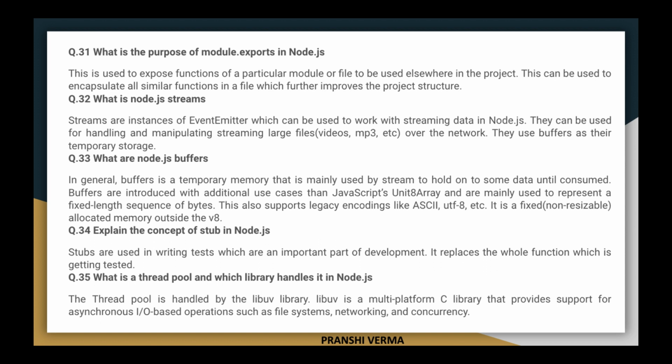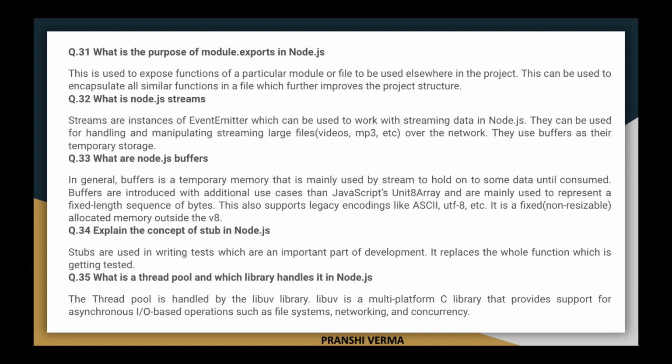Alright, next question is, what is a thread pool and which library handles it in Node.js? Answer is, a thread pool is a collection of worker threads that are managed by the operating system or a library, and can be used to execute tasks concurrently. In Node.js, the worker_threads module is used to create and manage a thread pool, allowing you to perform CPU-intensive tasks without blocking the main event loop.